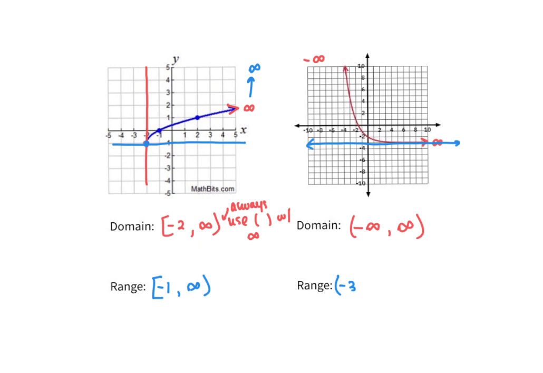And then in terms of how far up our graph goes, as we can see, it goes forever up. So that means it's going to go to +infinity. And remember, we always use parentheses with infinity.